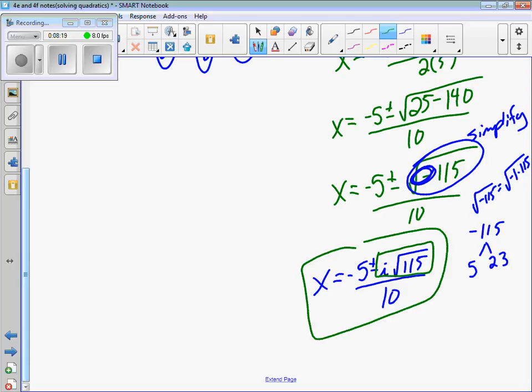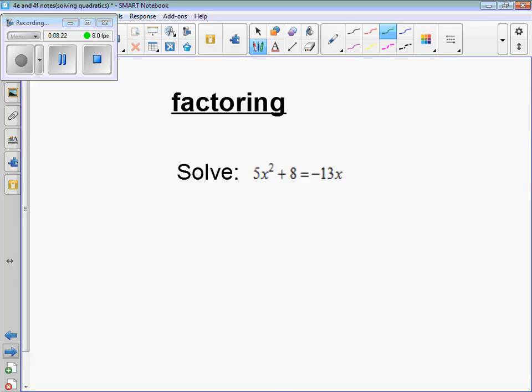Moving on to factoring now. So with factoring, you're still going to set it equal to 0. You're still going to get it in the form ax squared plus bx plus c equals 0. Plus 13. I know you guys are telling me that at home. So by factoring, we do a times c. Two numbers multiply to 40 and also add up to 13. And that just happens to be 5 times 8 again.